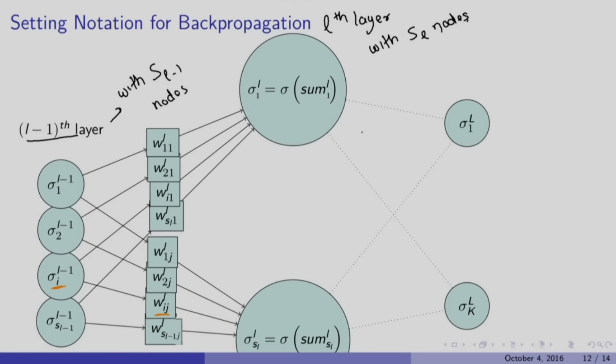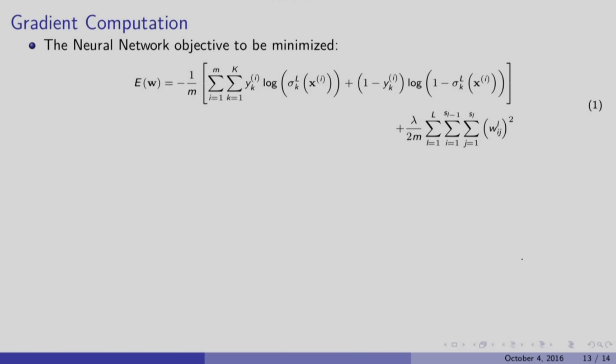We will denote the final layer, the output layer, by capital L. So the capital Lth layer is basically the output layer. Capital Lth layer has K output nodes corresponding to the K-variate output. The objective that we will consider for fitting a network onto the data is the regularized cross entropy error function.